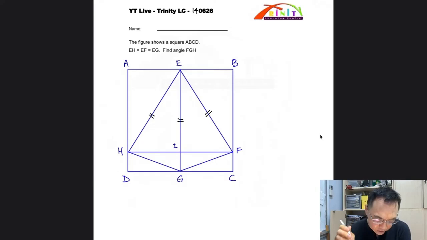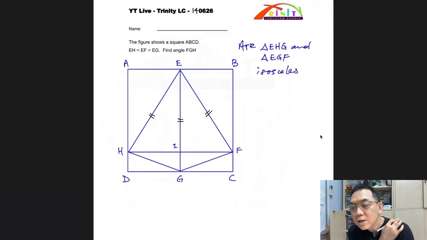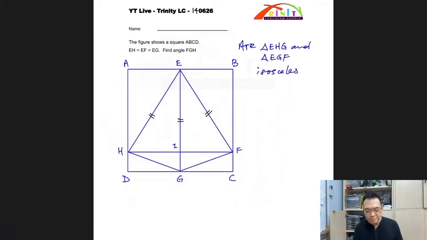Next, are triangle EHG and triangle EGF also isosceles? Yes or no? Yes. Now, we agree that this is isosceles. We also agree that this is isosceles and this is isosceles. Very good.